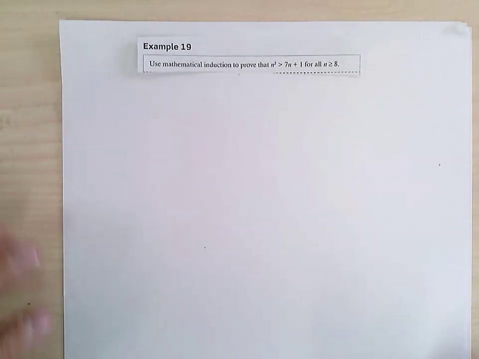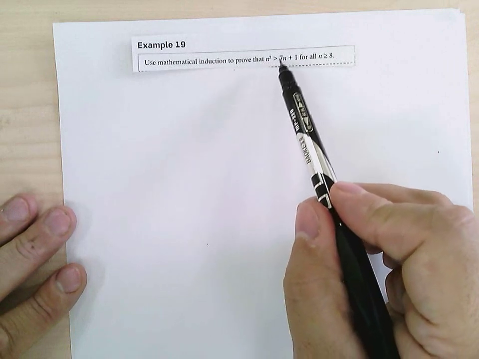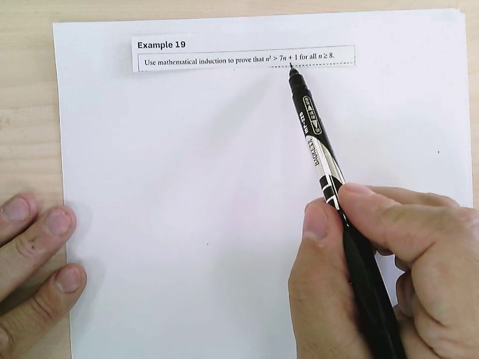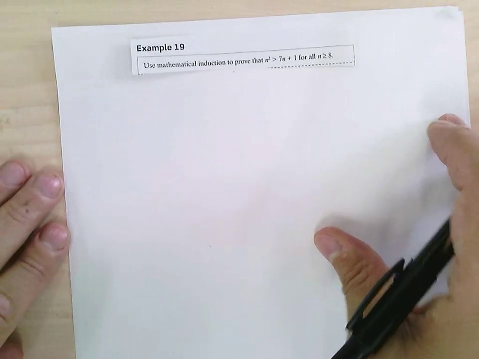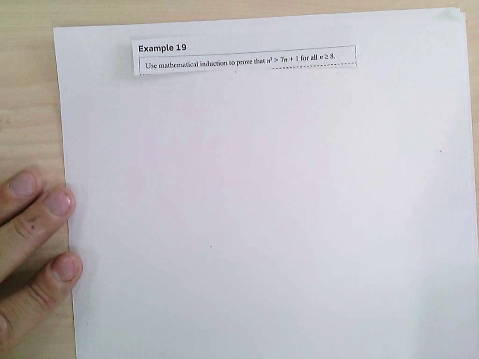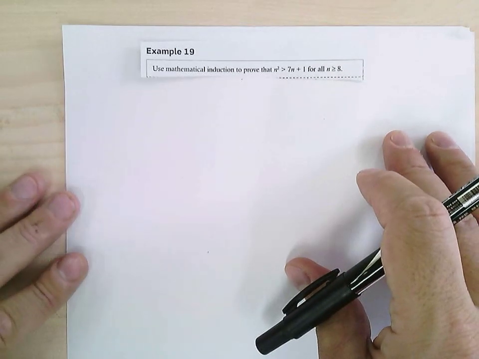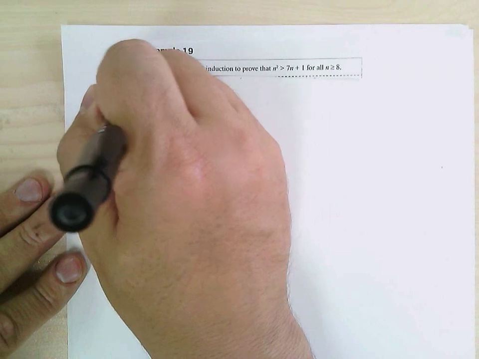Hello, we're going to look at example 19, and it says use mathematical induction to prove n squared is greater than 7n plus 1 for all n greater than or equal to 8. So we're going to go through our steps. Note this is an inequality one. This is in the sequence of numbers, so the method that we use for doing this is going to be a little different. So we still have to label it correctly like I did in the last video.